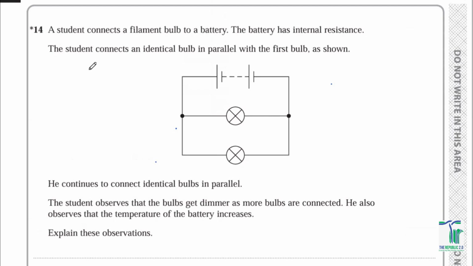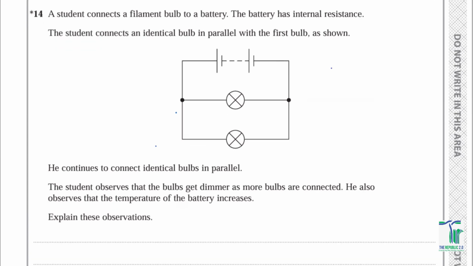So question number 14 says that a student connects a filament bulb to a battery. The battery has internal resistance. The student connects an identical bulb in parallel with the first bulb, as shown. He continues to connect identical bulbs in parallel. The student observes that the bulbs get dimmer as more bulbs are connected. He also observed that the temperature of the battery increases. So we need to explain these observations.